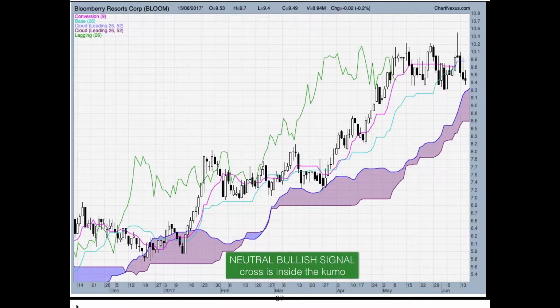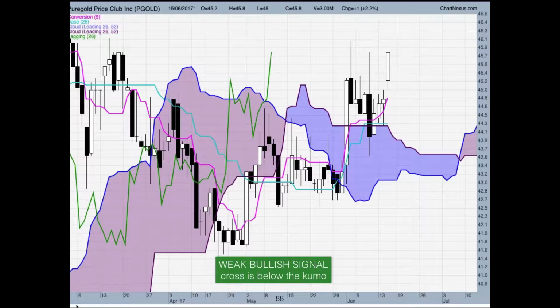Now, a neutral bullish signal is produced if the signal happens inside the Kumo. This chart of Bloom shows a crossover inside the Kumo when the price closed at 633. Now, because the signal was neutral bullish, prices hesitated and retested the bottom Kumo and then made a strong breakout above the Kumo. A break above the Kumo likewise created a strong uptrend.